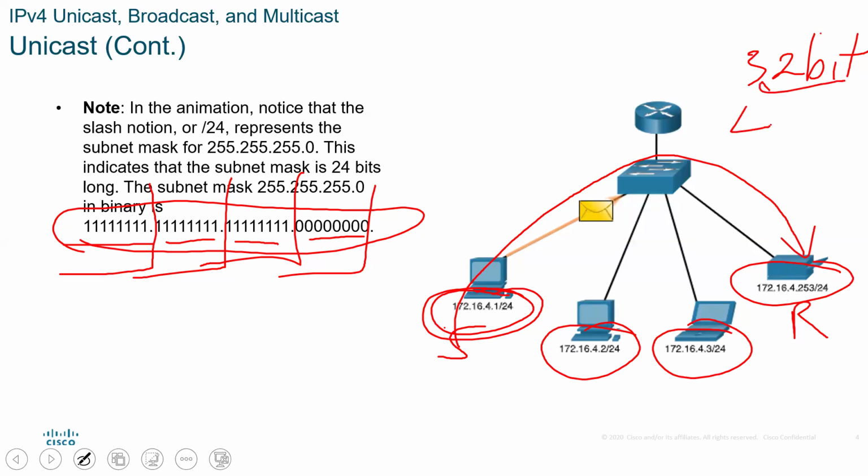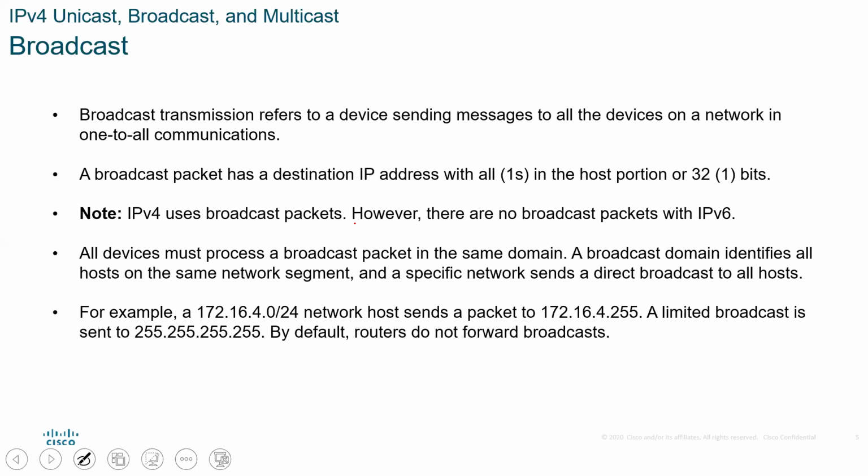Number 2, it has 4 octets. All right? And then you have 8 bits in each octet. So this is octet 1, octet 2, octet 3, octet 4. And each of these has 8 bits, right?